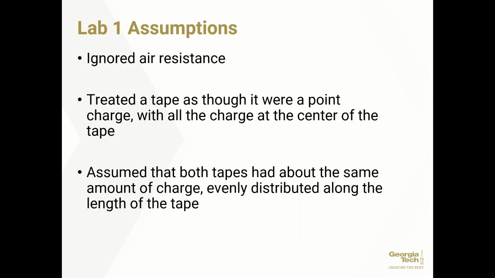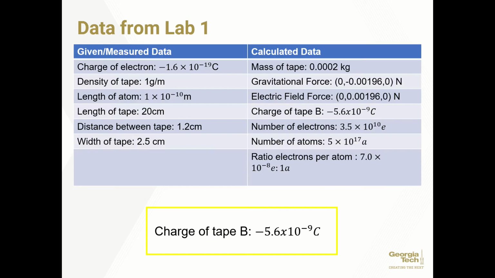So to do this, we did assume that there was no air resistance. We treated the tape as a point charge, and we assumed the tapes A and B had the same amount of charge. So this is all the data from Lab 1. We have all the given and measured data on the left with all of the calculated data on the right. As you can see, basically, we used Coulomb's law to calculate the electric field force. The gravitational force was used. We know that value. We can use that value.